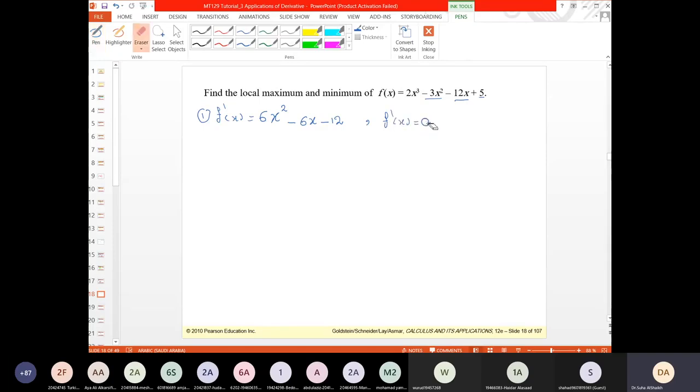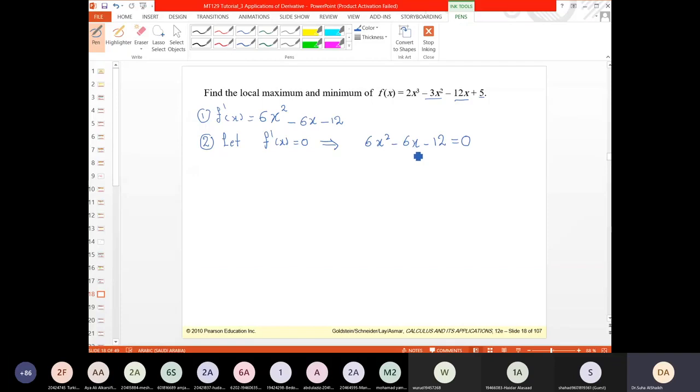Let's make it step 2, because I want you to follow those steps. So in step number 2, I'm going to let f dash of x equal to 0. This implies 6x squared minus 6x minus 12 equals 0. Why do we do this? To find the zeros of f dash. Why do we want the zeros of f dash? Because those zeros will be local maximum or minimum points. Right? So I find the zeros of the function.